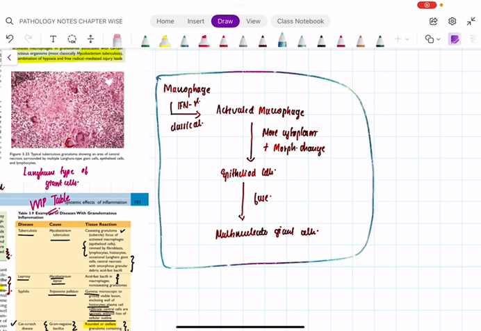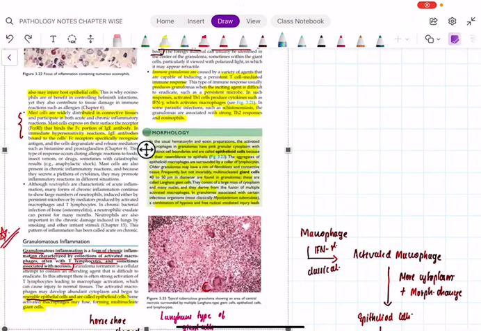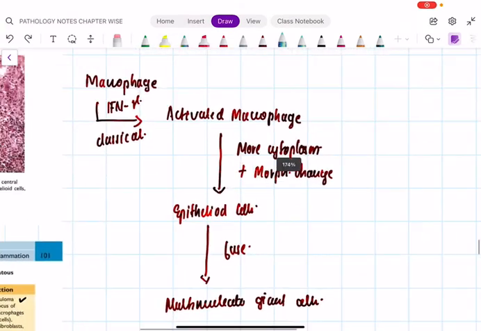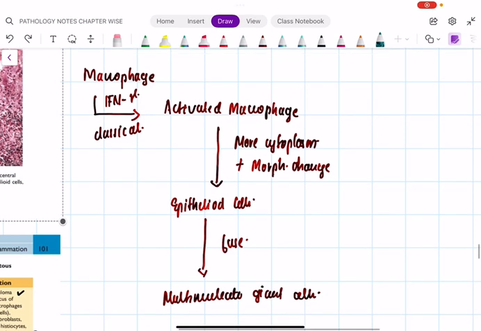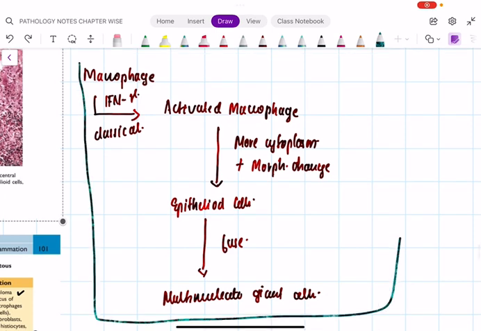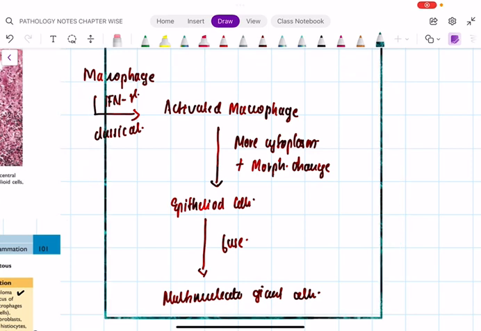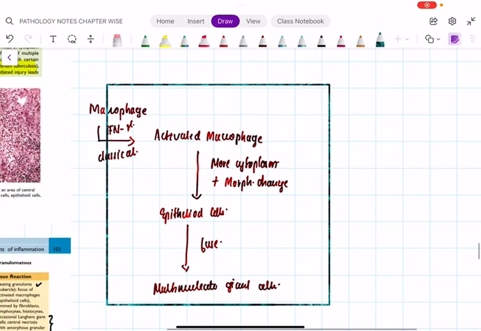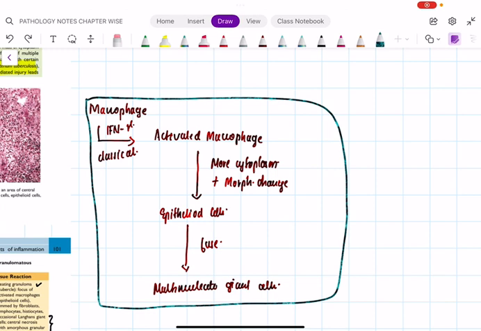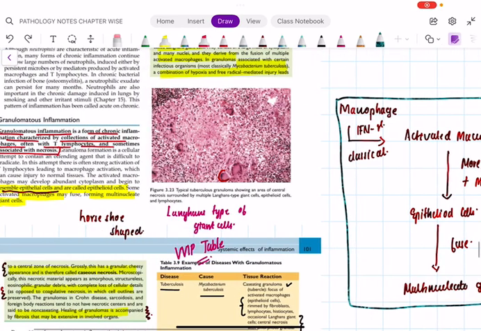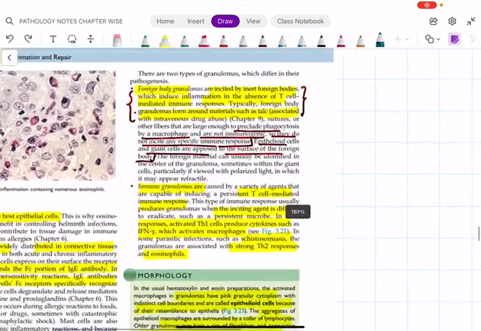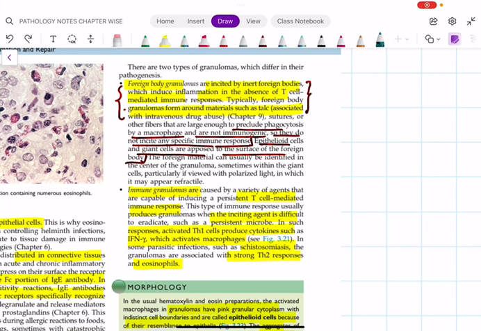I'm writing in a separate table, putting it in a box. We have macrophages, interferon gamma, classical activation, activated macrophage. Activated macrophage acquires more cytoplasm, undergoes morphological change to form epithelium-resembling cells, that is called epithelioid cells, which fuse to form multinucleate giant cells. Fine? We have different types of granulomas.